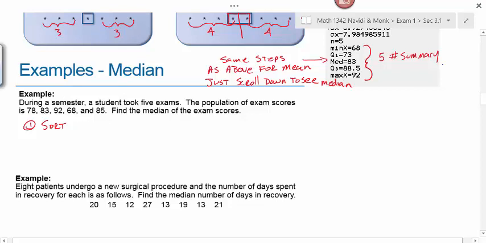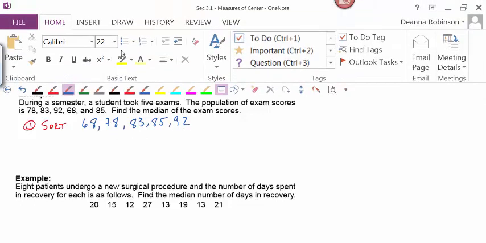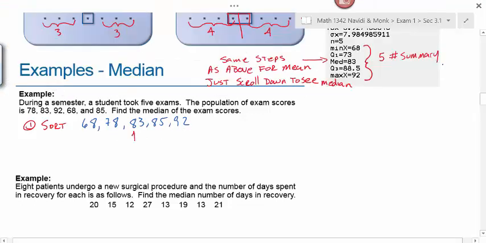So writing down these test scores, what's the lowest one? 68. Then 78, 83, 85, 92. There's 1, 2, 3, 4, 5 test scores. The middle one then will be the median. You see how we have 2 over here to the left of that, 2 over here to the right of that. The median is the one in the middle.